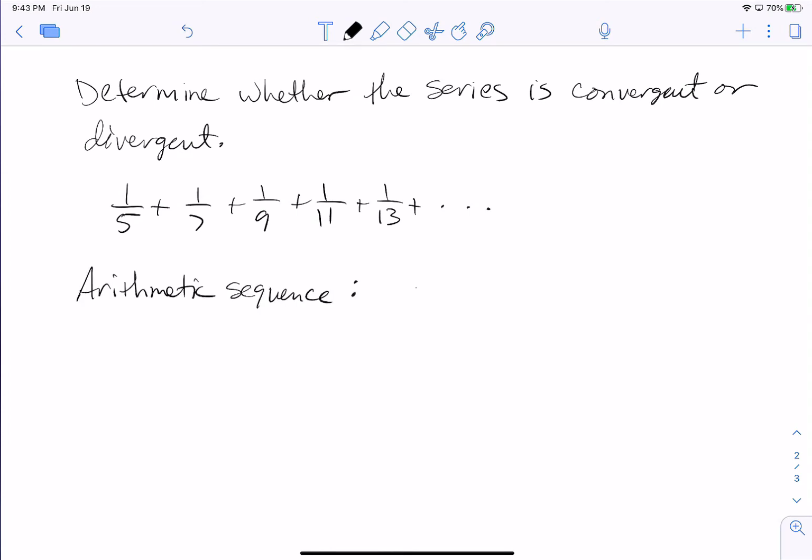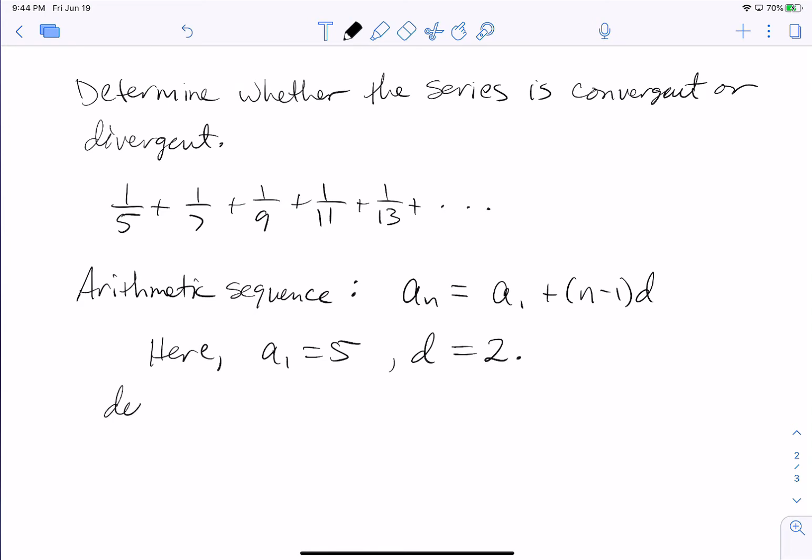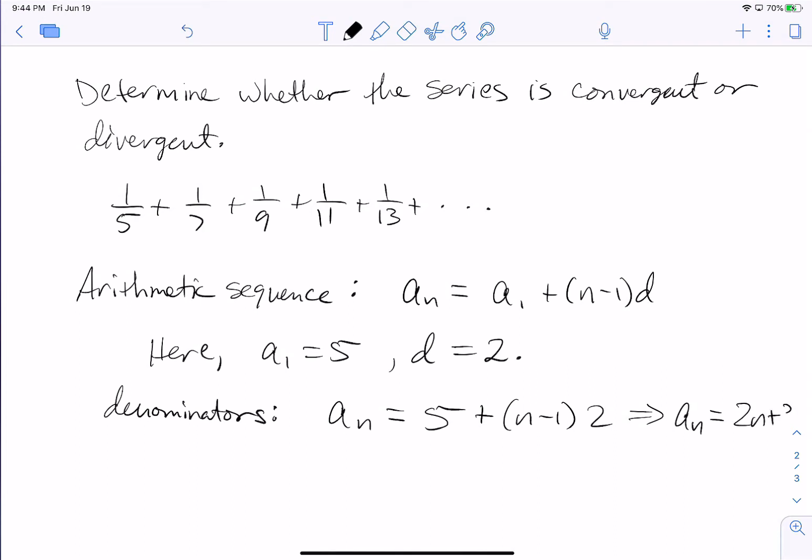As you may recall, the nth term of an arithmetic sequence is a sub n is equal to a sub 1 plus n minus 1 times the common difference. Here, the first term, a sub 1, is equal to 5, just looking at the denominators. And the common difference, well, the denominators are increasing by 2, so the common difference is 2. Therefore, for the denominators, we have that a sub n is equal to 5 plus n minus 1 times 2. Simplifying gives us that a sub n is equal to 2n plus 3.